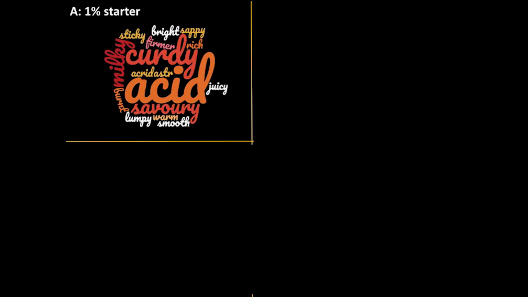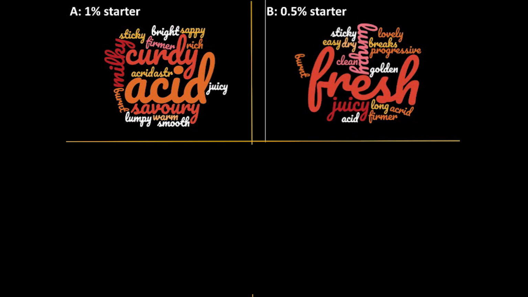So for the first 1% make, the standard make, you could see that the word that really popped out as occurring over and over again in those make notes was acidic. It was acid, fairly curdy, and then these tiny little words around the side might have been ones that appeared once in the whole set of words. So you had some burnt, lumpy, juicy, sappy, rich, whatever. So that was the standard make. Then if we compare that with the leach make, it was really interesting because acid is there, but I think it showed up once.